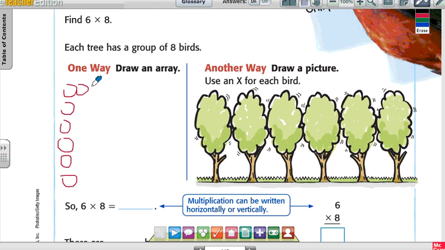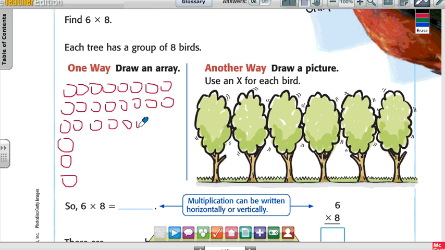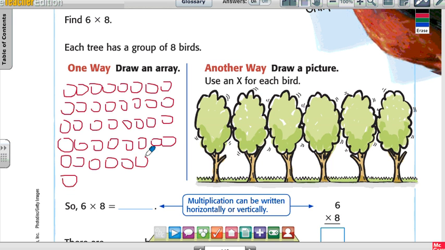So 2, 3, 4, 5, 6, 7, 8, sorry. Counting each row up to 8. Whew. I do that, that doesn't take forever.